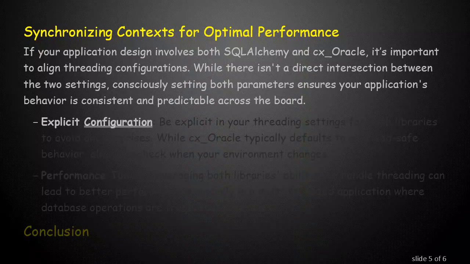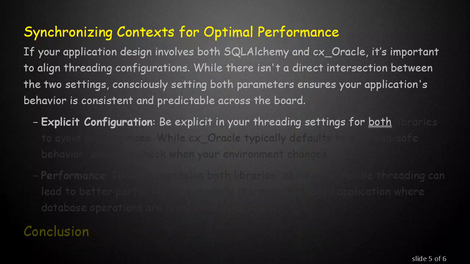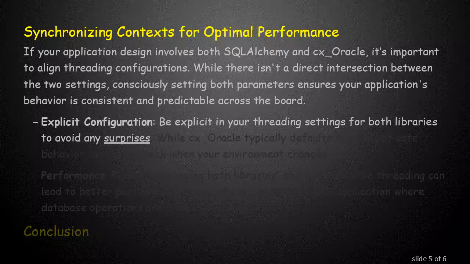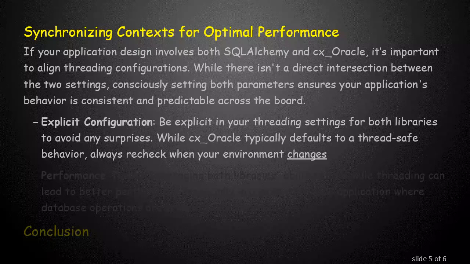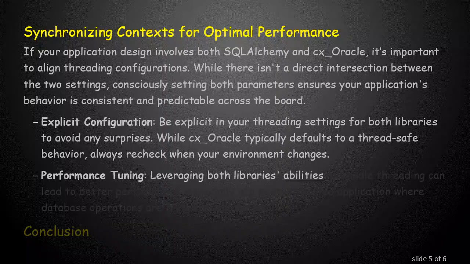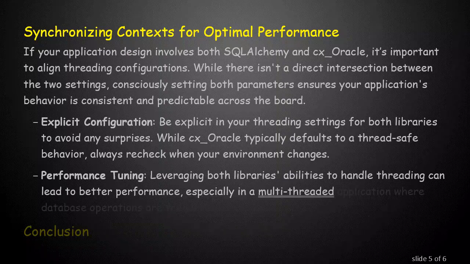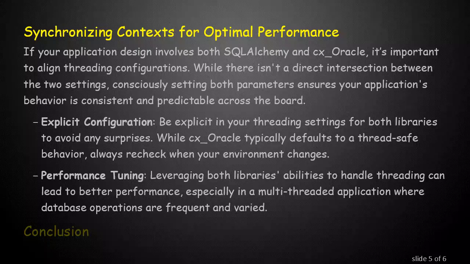Explicit configuration: be explicit in your threading settings for both libraries to avoid any surprises. While cx_Oracle typically defaults to thread-safe behavior, always recheck when your environment changes. Performance tuning: leveraging both libraries' abilities to handle threading can lead to better performance, especially in a multi-threaded application where database operations are frequent and varied.